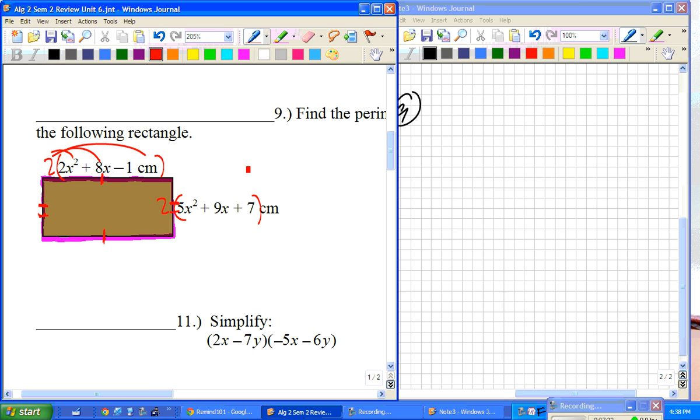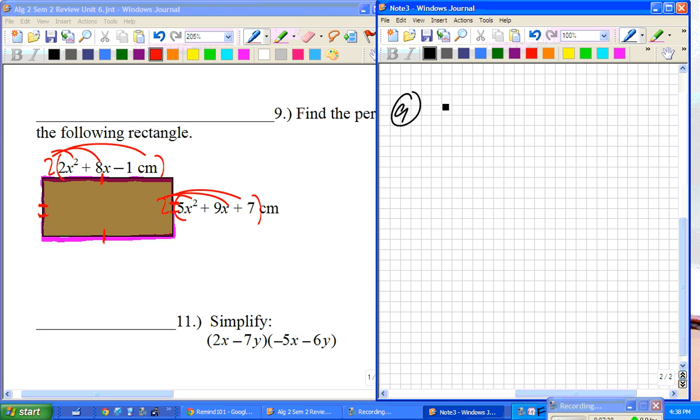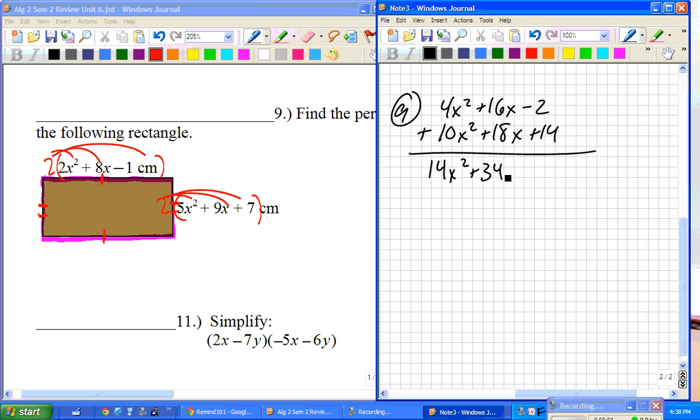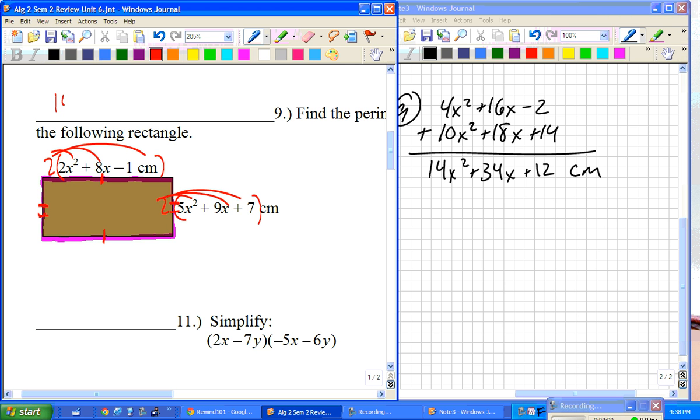Okay? So we would need to multiply each one of those by 2. Alright, and when we do that, we get 4x squared plus 16x minus 2 plus, and then on the bottom we get 10x squared plus 18x plus 14. Okay, add all those up, we get 14x squared plus 34x plus 12 centimeters. Okay?